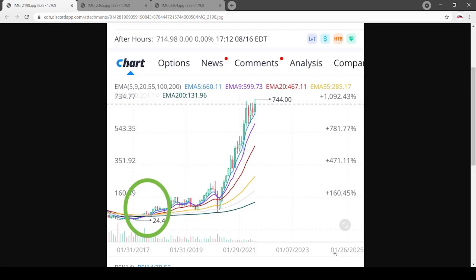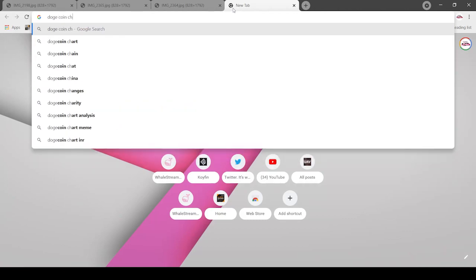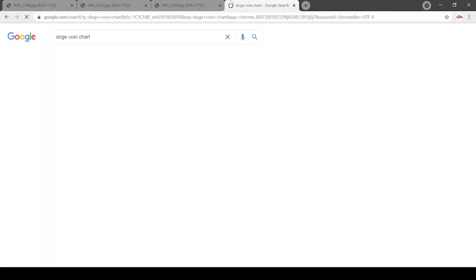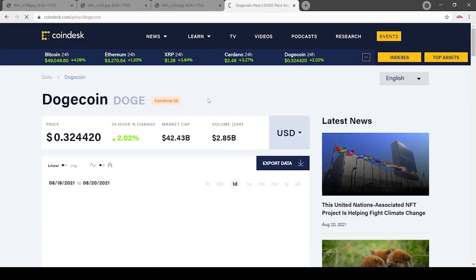I really do like this Dogecoin one because it just happened, and I was just laughing so hard. Dogecoin chart. Girl, she's so resourceful.